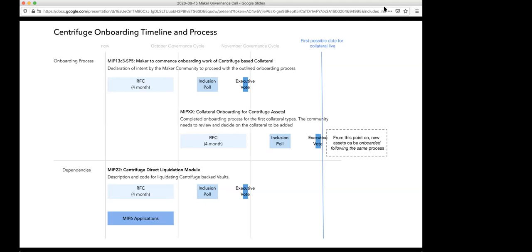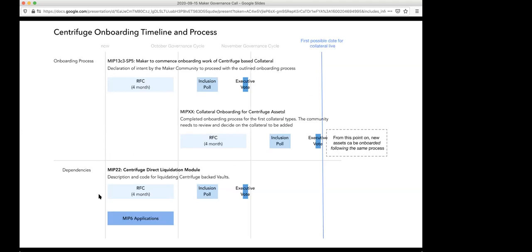And so we've put forward a declaration of intent, this MIP 13, that talks about how we want to start this onboarding process. And this should lead up to a collateral onboarding application that is similar to the current MIP 12, but is modified slightly to be more specific on the questions that you have to ask and answer on the real world assets.